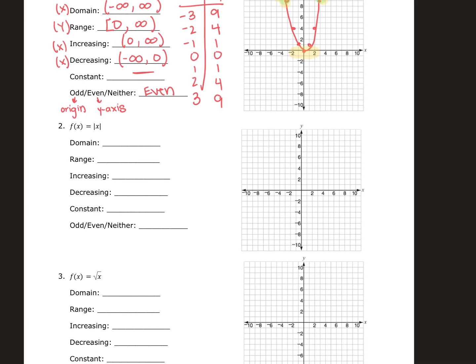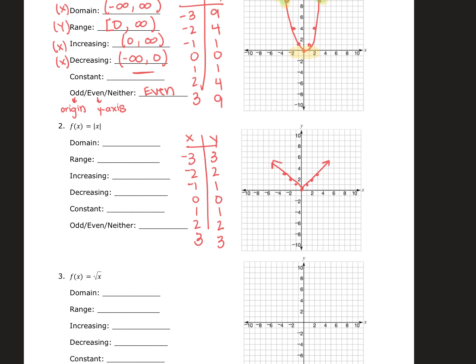Let's go ahead and look at our next parent function. Our next parent function is y equals the absolute value of x, or f of x equals absolute value of x. Again, I'm going to use -3, -2, -1, 0, 1, 2, 3 and plug those in. So -3 gives me +3, -2 gives +2, -1 gives 1, then 0, 1, 2, 3. I'm going to plot those points, and I know the absolute value of x is going to give me the V shape. So these are going to be straight lines now.